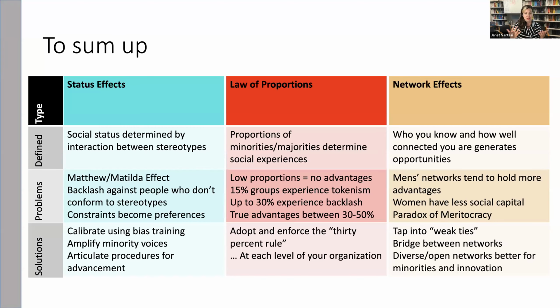And additionally, to take some actions to confront or push back against some of these quote unquote natural laws, so that we can use bias training or articulated procedures for advancement to manage problems with status effects, as well as to push back against the paradoxes of meritocracy. We can do things like try to enforce a 30% rule at every level of the organization, and when we can't do that, we can do what we can to support people who are in those lower proportional roles. We can tap our weak ties.